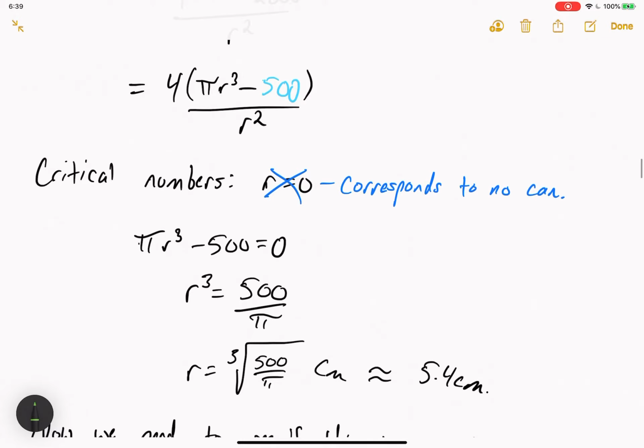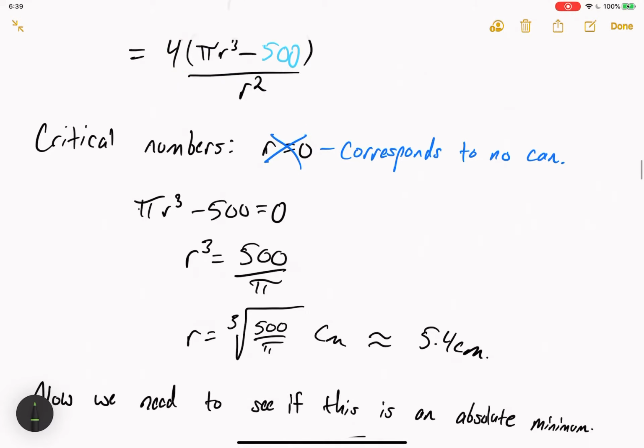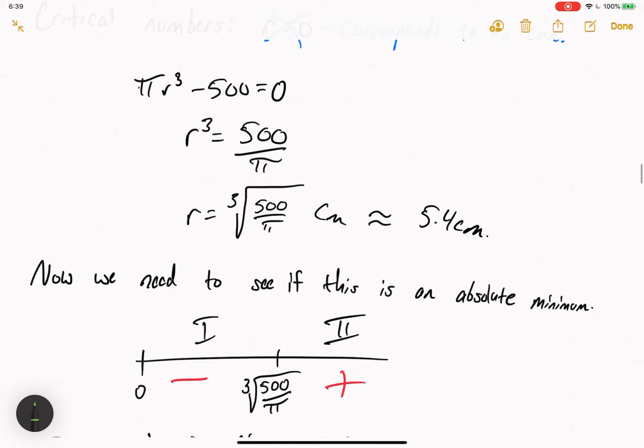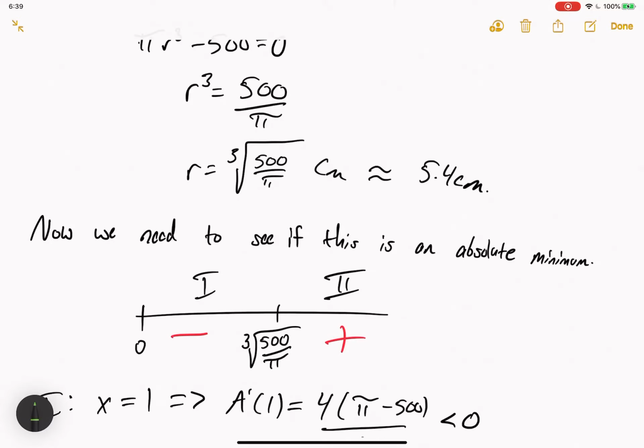So the only other case we have to worry about is whenever pi r cubed minus 500 is equal to 0. So we can solve for r, and we get r is equal to the cube root of 500 divided by pi centimeters, which is roughly equal to 5.4 centimeters.